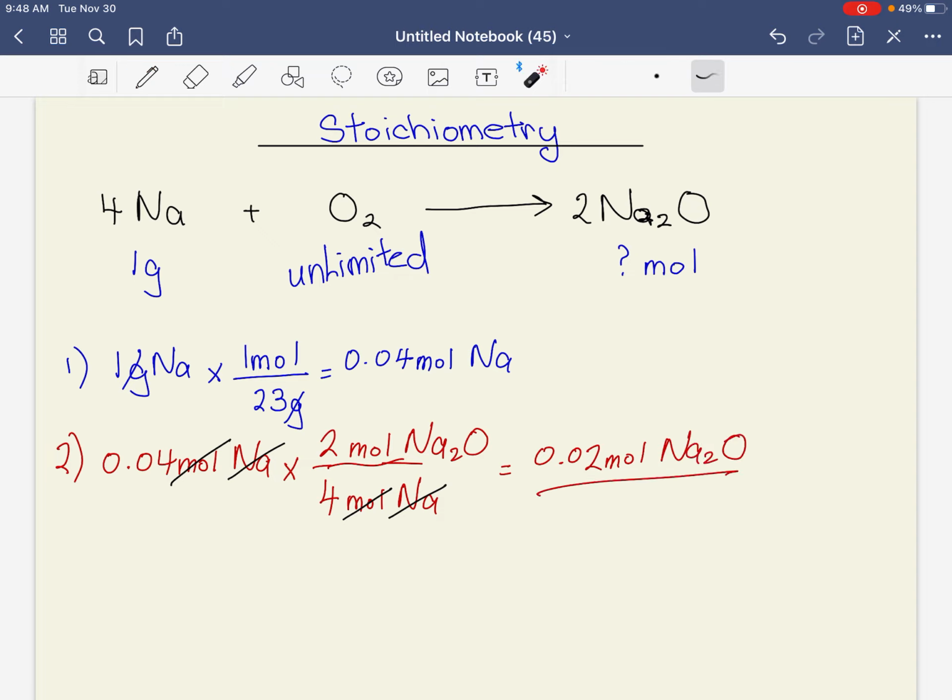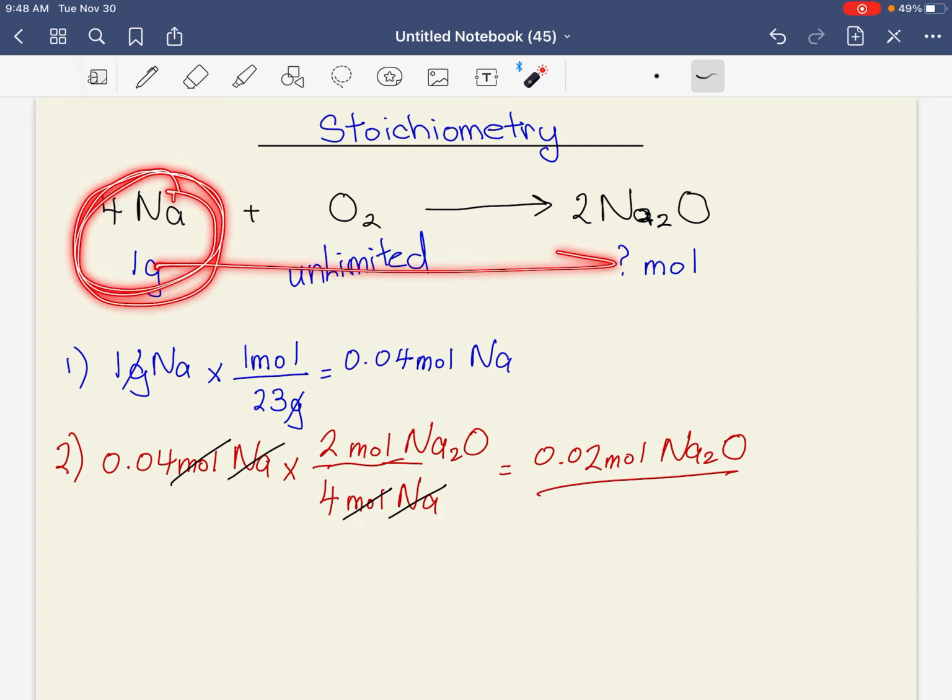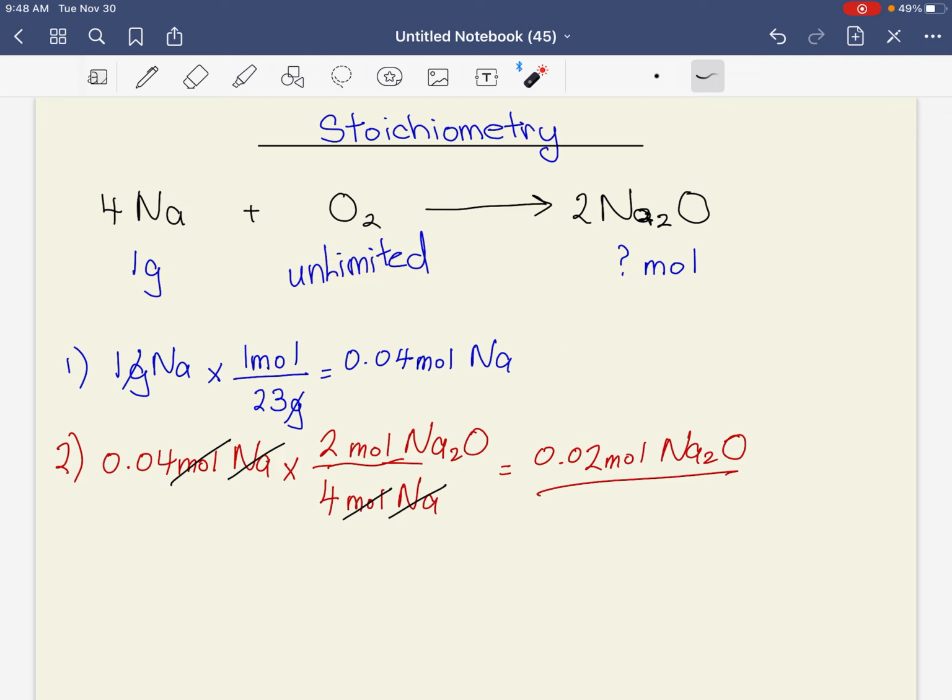So let's do a therefore statement. Just saying the great therefore statement that for 1 gram of sodium, you will produce 0.02 moles of sodium oxide. And that is dependent, of course, on O2 being unlimited, because we will see later on what happens when this is not unlimited. In the next lesson, we're going to see that, and that's going to drive you crazy, right? So hopefully you understand how that works, because this is actually what stoichiometry is all about.